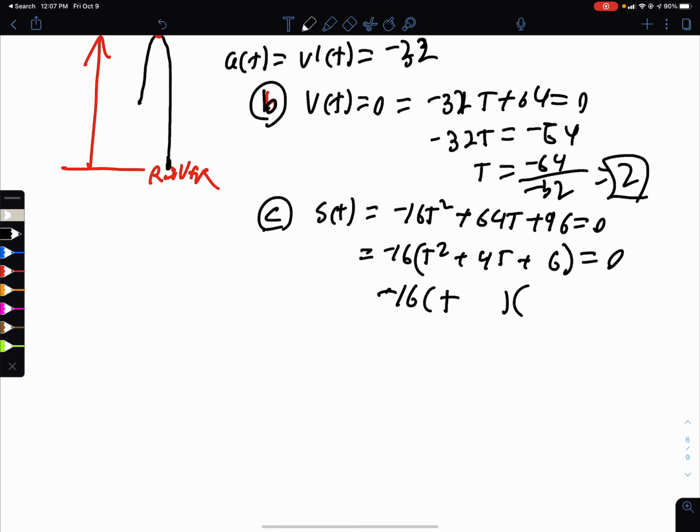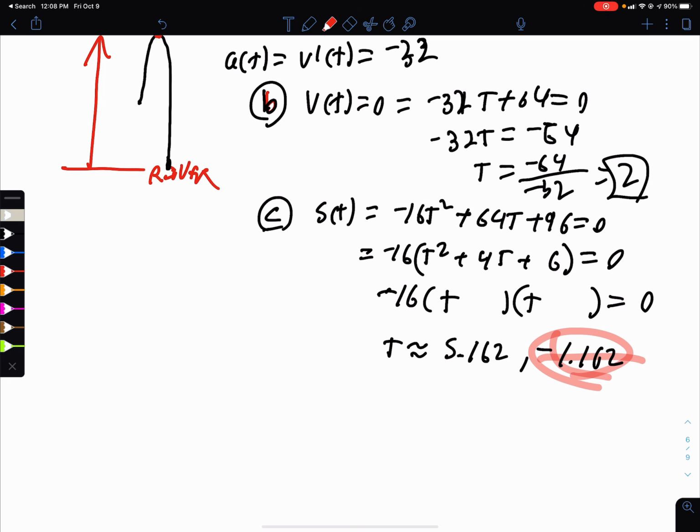Is it factorable? It might not be. I might have to use the quadratic formula. 3 and 2, yeah. We're going to have to use the quadratic formula. I wish I didn't have to do that. But if you do use the quadratic formula, you'll find your t is approximately 5.162 and negative 1.162. Well, negative is ridiculous because I can't go backwards in time. That's wrong. So t is 5.162.